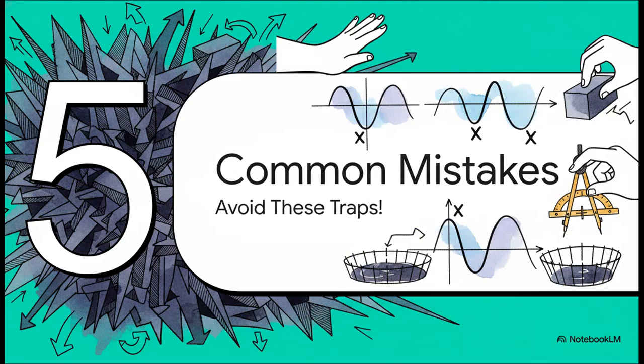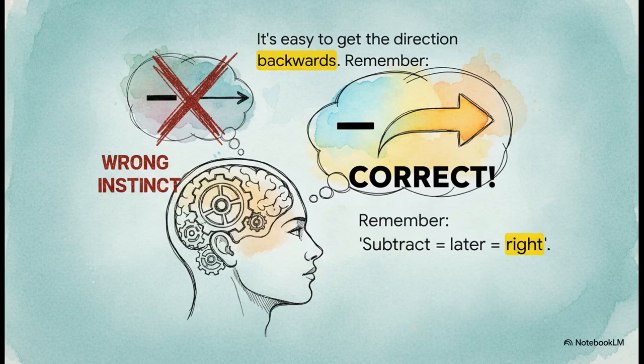Look, knowing how to do something is half the battle. The other half is knowing what not to do. So let's talk about the two biggest, most common traps people fall into with phase shifts so you can sidestep them completely. First up, the classic mix-up, getting the direction wrong. It is just so natural to see a minus sign and think left. You've got to train your brain to fight that impulse. Just keep saying it to yourself like a mantra. Subtract equals later, which means right.